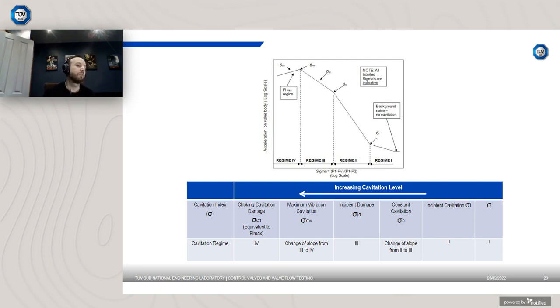So you start off with incipient cavitation, which is where you've got small bubbles that form within the flow stream. It moves up to constant cavitation, where you get mild, steady popping or cracking, right up to choking cavitation damage. So this is where the cavitation is fully developed and the flow rate can no longer increase with an increase in differential pressure. So eventually cavitation reaches a point where it chokes the flow and you get no further flow increases through the valve.